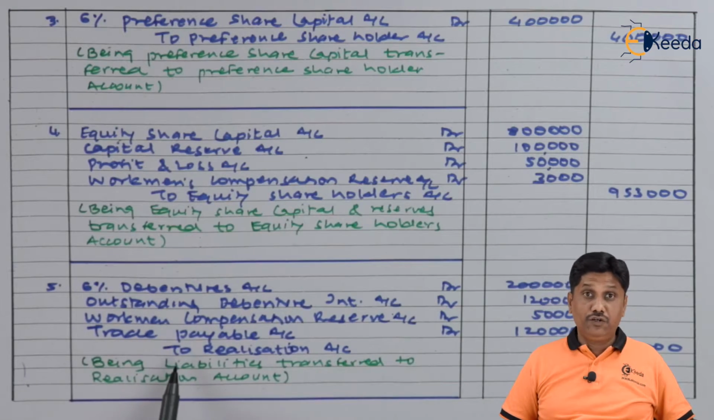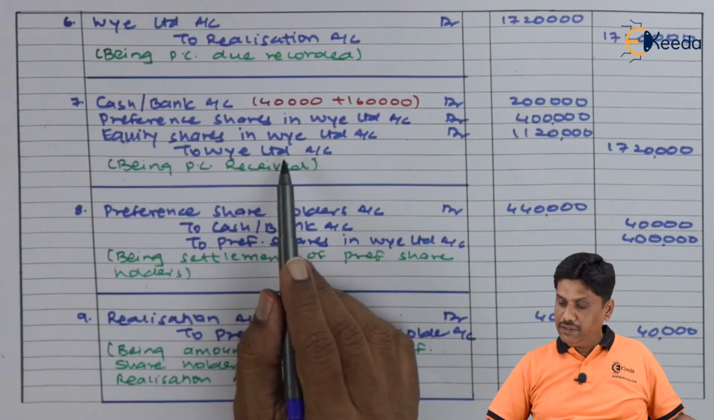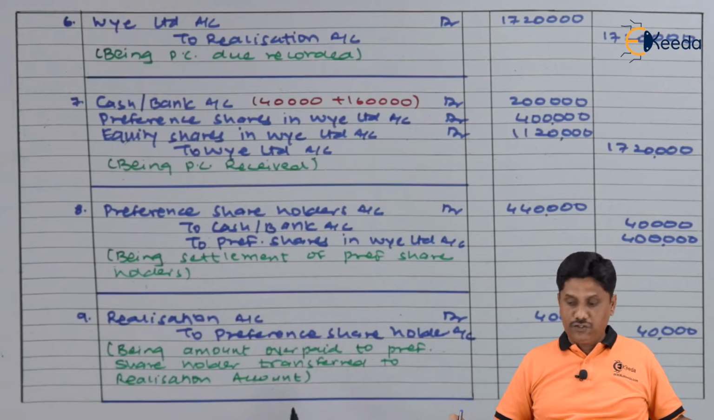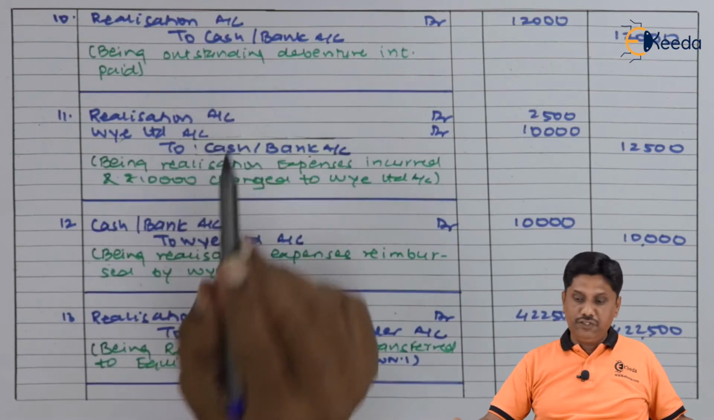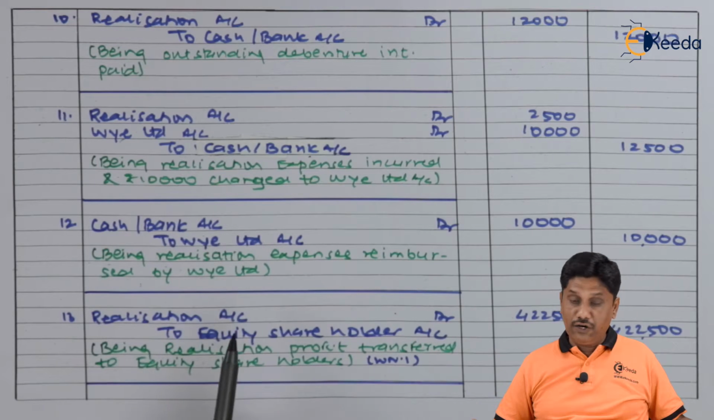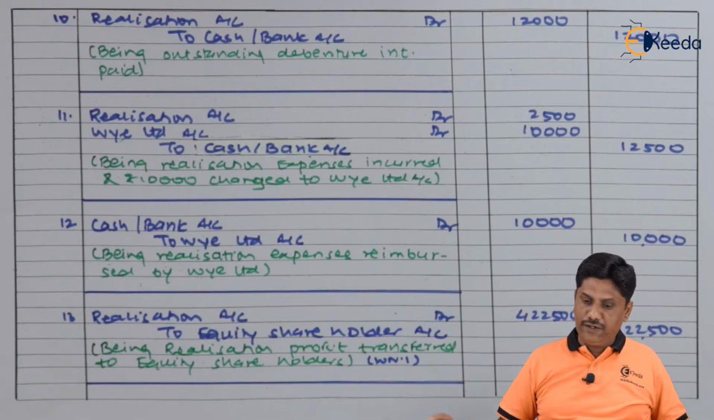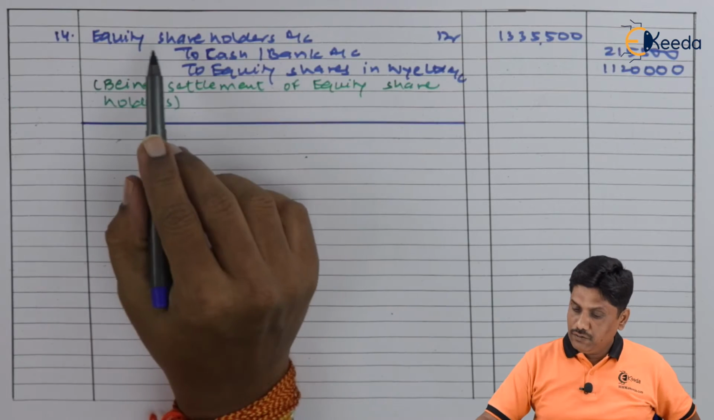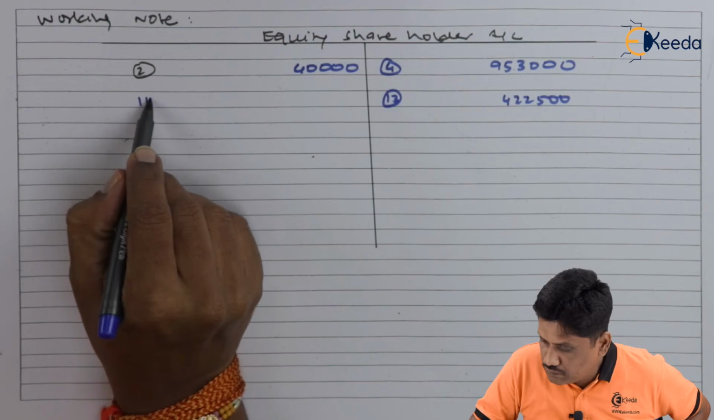Entry number 5, equity shareholder account is not there. Entry number 6, no equity shareholder. Entry number 7, equity shareholder account is not there. 8, not there. 9, not there. Entry number 10, no equity shareholder. 11, not there. 12, not there. 13, equity shareholder account is created with 420 to 500. And the last entry, 14th, equity shareholder account is debited with 1335,500.